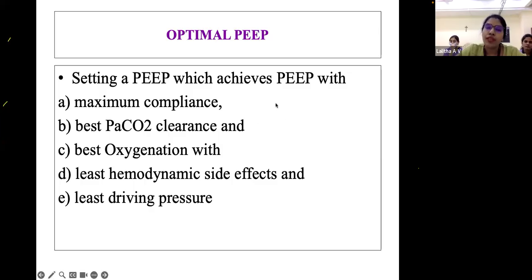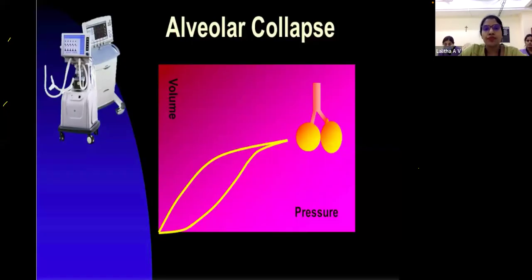So whenever we are setting the optimal PEEP, one should take care of the possible hemodynamic side effects. We should take care that we are not over-PEEPing such patients, and choose the PEEP that causes the least driving pressure. All these concepts we will discuss down the line. Remember, set a PEEP which achieves good compliance and good gas exchange.